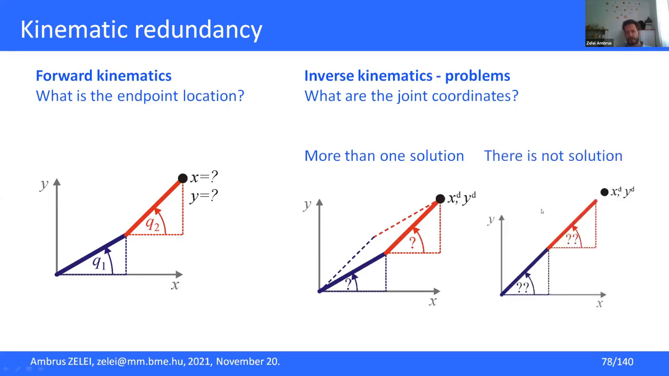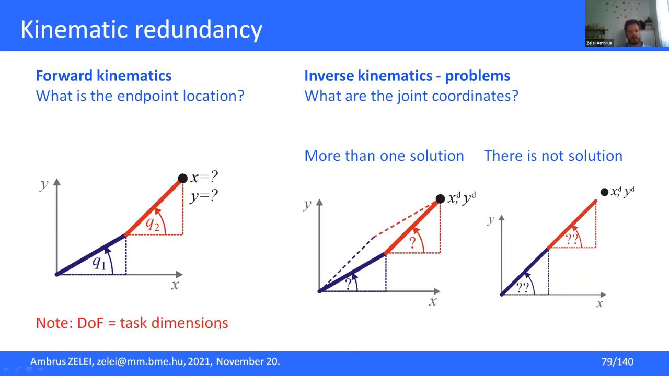And there is another problem, since sometimes the defined position cannot be reached by the robot, so it's actually too far from the robot's origin. And in this case, there is no mathematical solution, so you cannot choose any joint coordinates with which the robot will reach this black dot. So there are definitely some problems in the inverse kinematics.